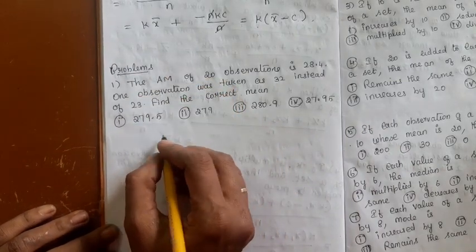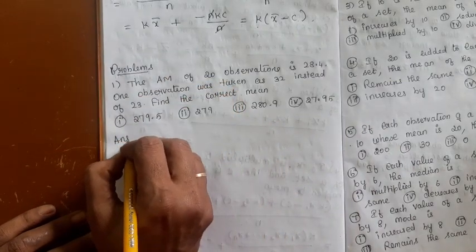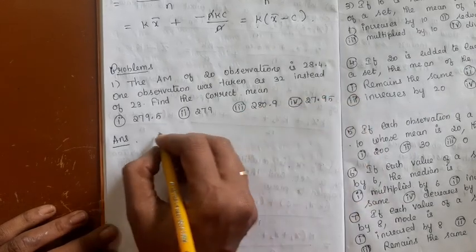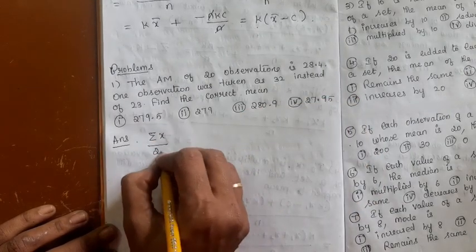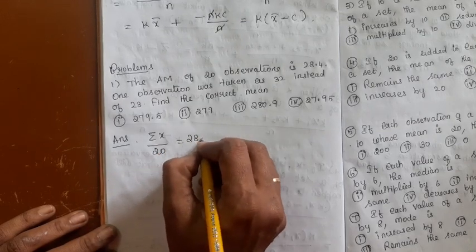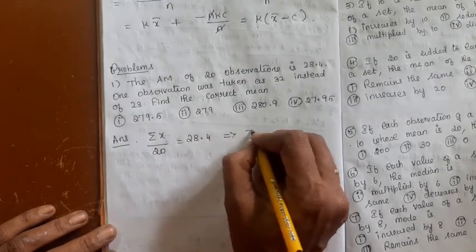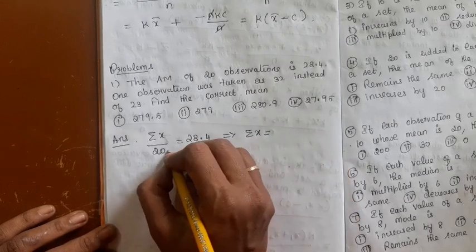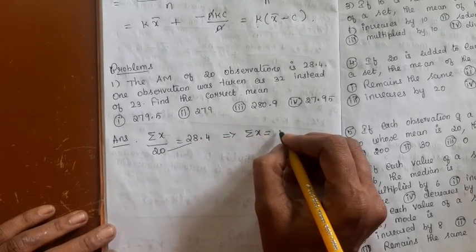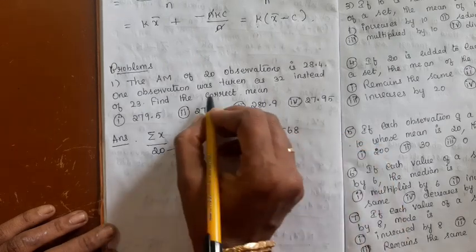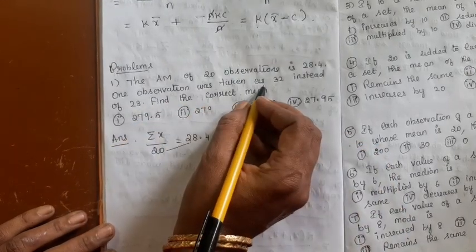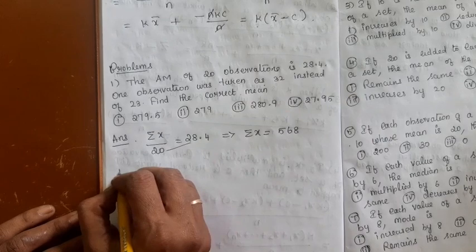The first problem says the arithmetic mean of 20 observations is 28.4. So summation x by 20 is 28.4. So what is summation x then? It is 28.4 into 20. You get 568. Now one observation was taken as 32 instead of 23.